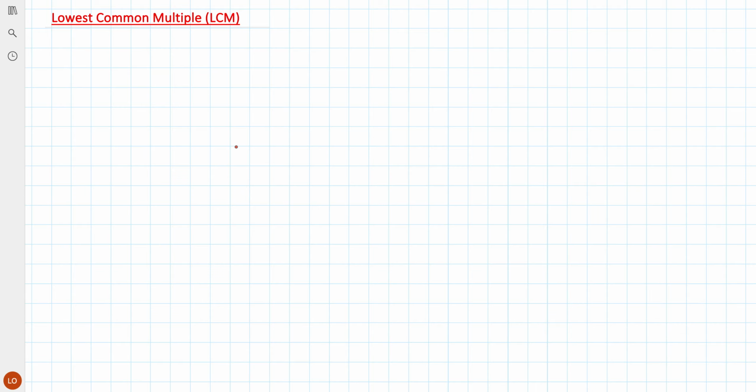Girls, this is going to be a rather quick video just revising how to find the lowest common multiple between two numbers. We're going to do two examples. Example one is: find the lowest common multiple between 32 and 40.